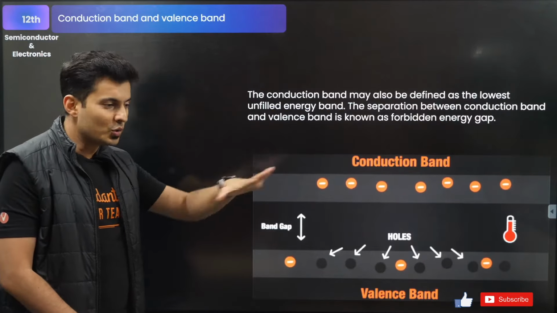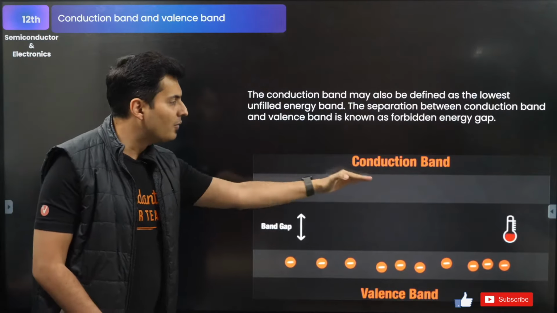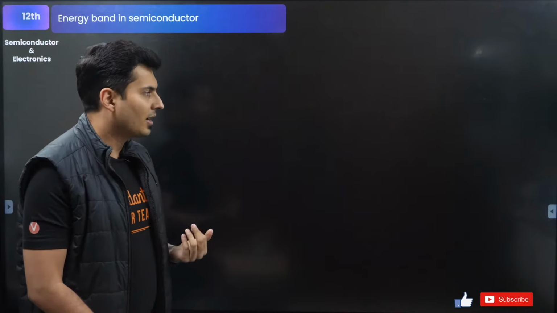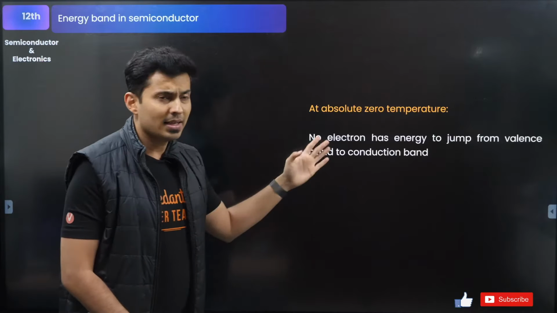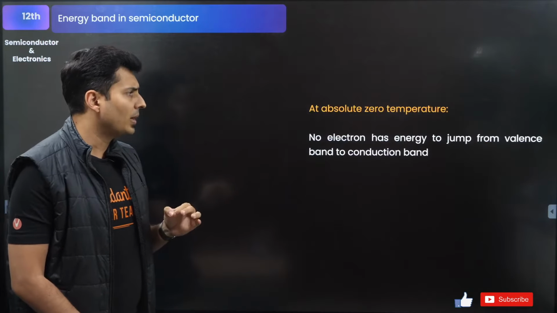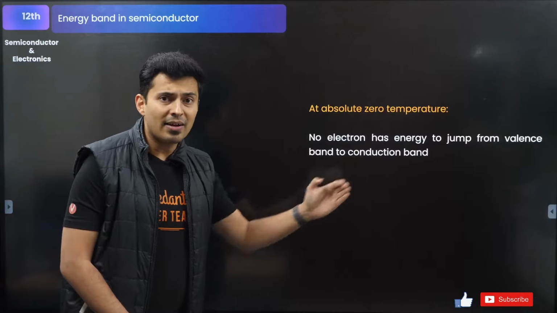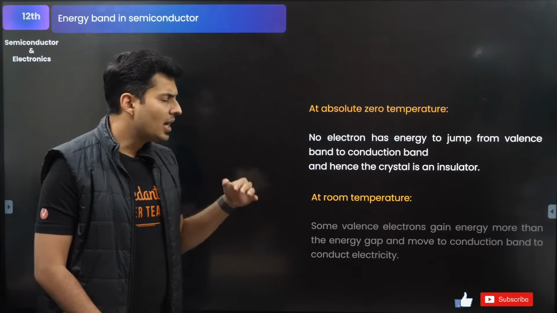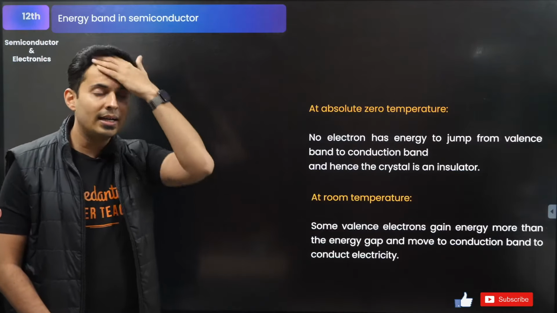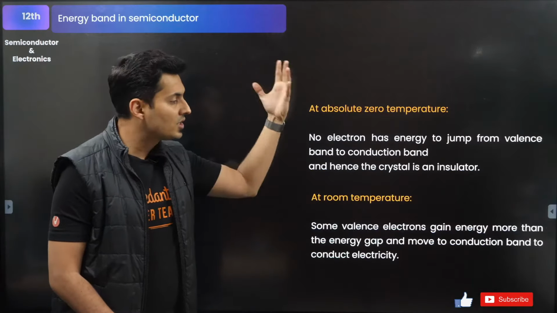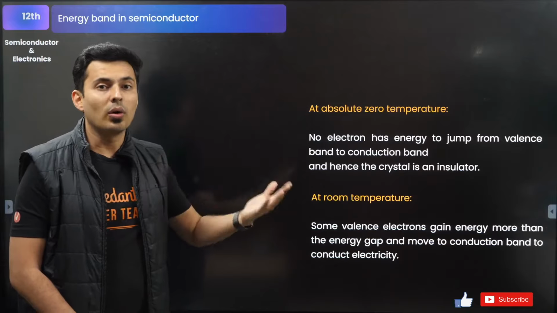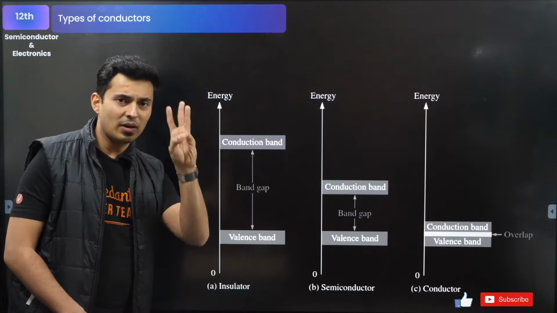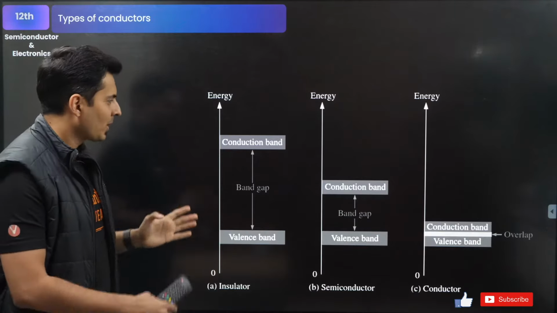Slowly they start jumping as you agitate them or provide thermal energy, and that's how these electrons are available for conduction. So usually at room temperature, you should have few electrons in the conduction band so that it behaves like a conductor. So guys, remember that at absolute zero temperature, no electron will have any energy to jump from the valence band to the conduction band. It is only at room temperature or moderately high temperatures that these electrons jump to higher energy levels to contribute in the electricity.